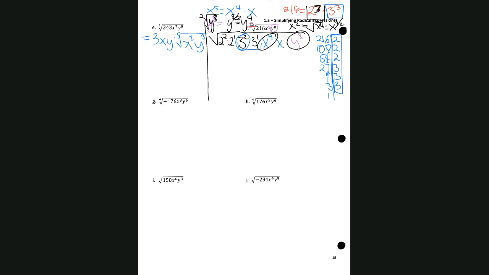So now I'm going to rewrite this expression. So we have the square root of 2 squared times the square root of 2 times the square root of 3 squared times the square root of 3 times the square root of x to the 4th times the square root of x times the square root of y to the power 8.